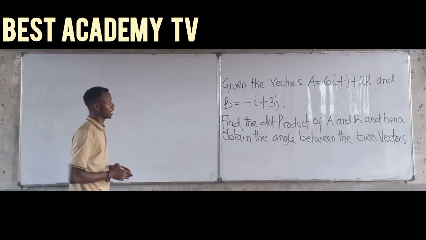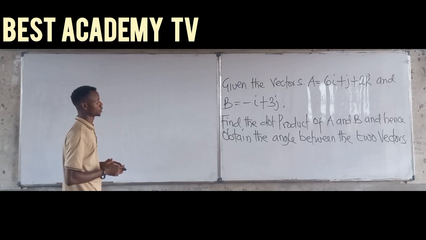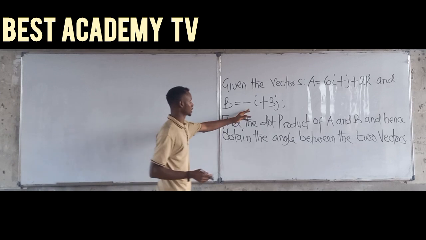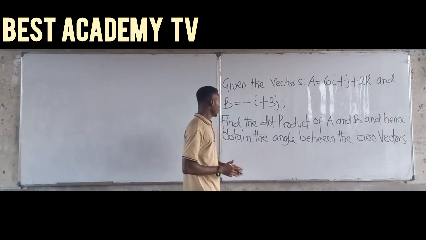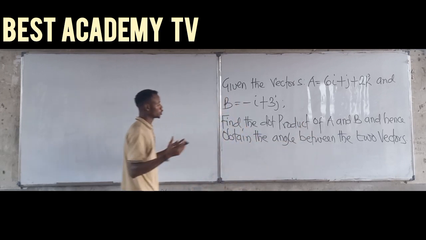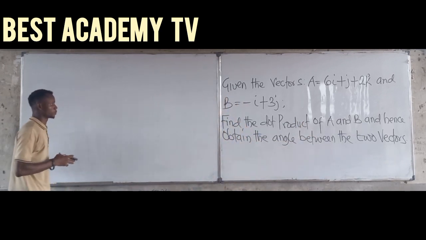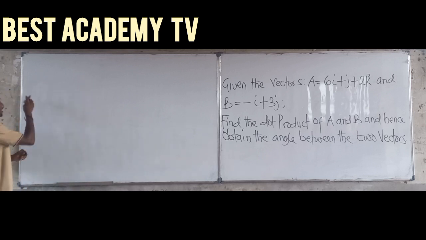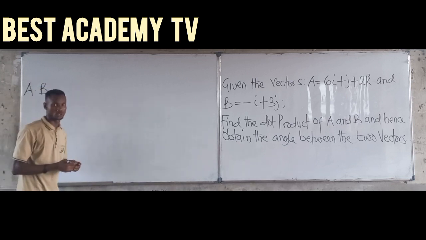We are given A to be 6i plus j plus 2k and B to be minus i plus 3j. We are asked to find the dot product of A and B. I told you guys that whenever we are asked to find the dot product, it simply means that if I have A and B, the dot product will be A dot B. You can either call it dot product or scalar product.